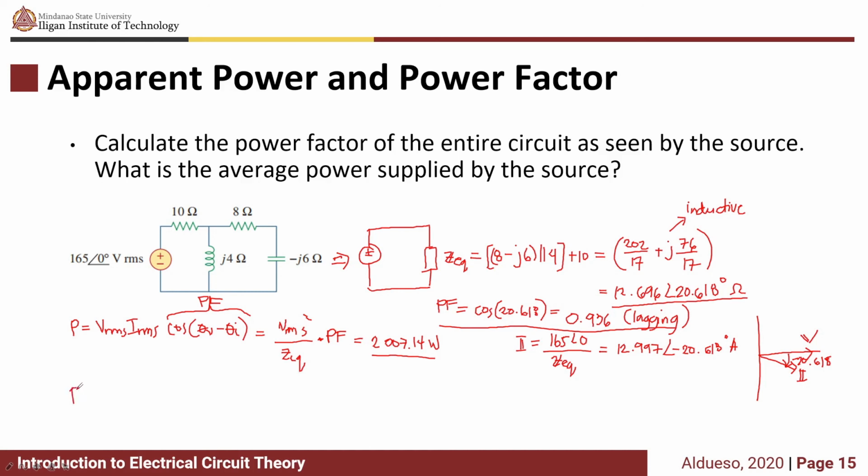So getting the average power using VRMS and IRMS, we have 165 times 12.997 times cosine of 0 plus 20.618, which is just equivalent to 2007.14 watts.